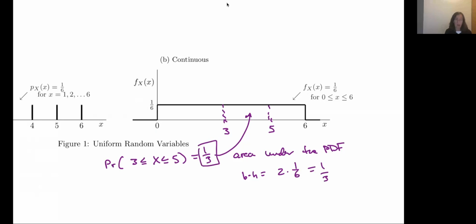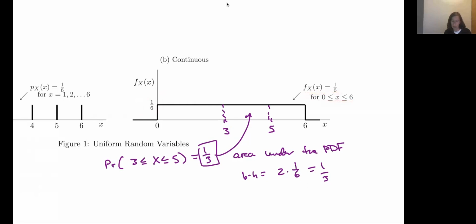Okay, so with continuous random variables, the probabilities are always assigned to intervals, and we find that probability by looking at the area under the PDF for the interval whose probability we want. All right. The one last point I'll make here, and then we'll go on to the next lesson. How did I know that the PDF was equal to 1/6 here?